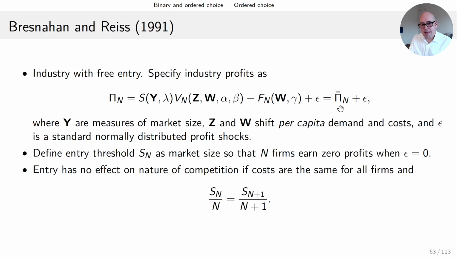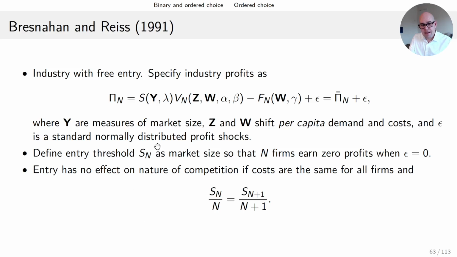And again, what is my data? My data is n, basically S, and these measures Z and W. I'm not going to observe profits, and I'm not going to observe epsilon. If I would observe profits or revenues, then I could do more, but I don't observe that here.